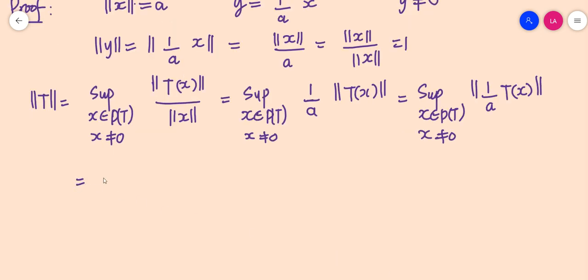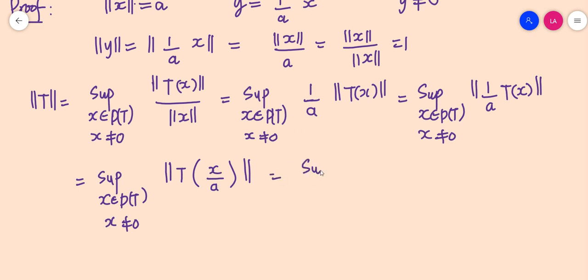So this is equal to the supremum over x an element of D(T), x not equal to 0, of the norm of T(x) by a. We have already defined that x by a is actually y, that is, 1 by a times x is y. So this is equal to the supremum over x an element of D(T), x not equal to 0, of the norm of T y.